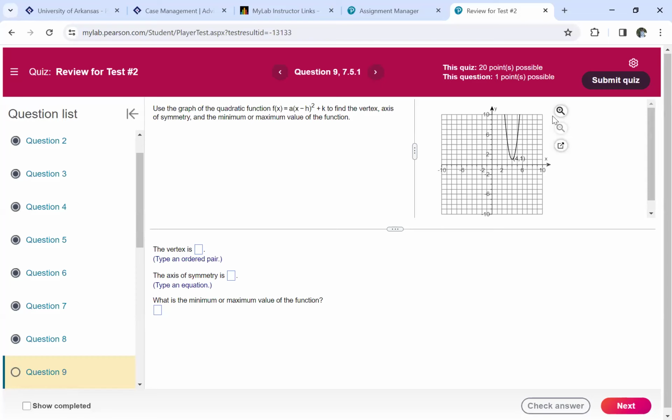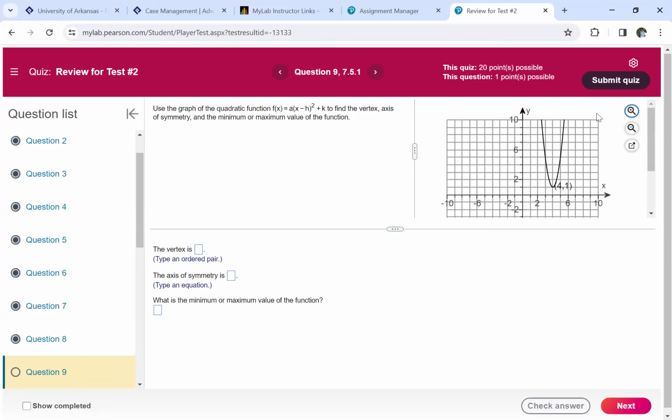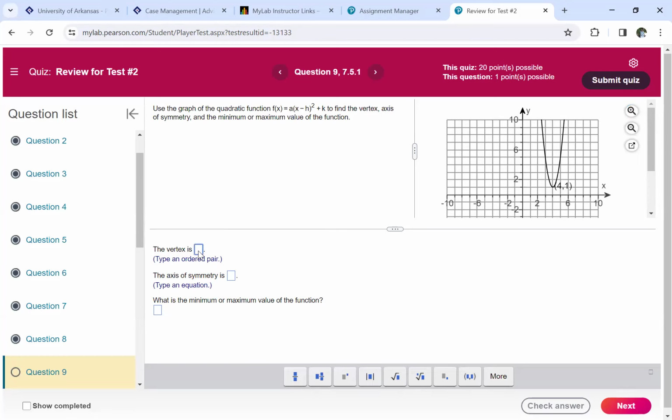Now this one, ignore that x minus h squared stuff. I'm going to make this bigger. All we want is the vertex. And look, they're giving me the vertex. That (4, 1), that's the vertex they're giving us. So on this one, we're going to put it in. Remember, it's got to be in ordered pairs. (4, 1), close parentheses. The axis of symmetry has to be an equation.